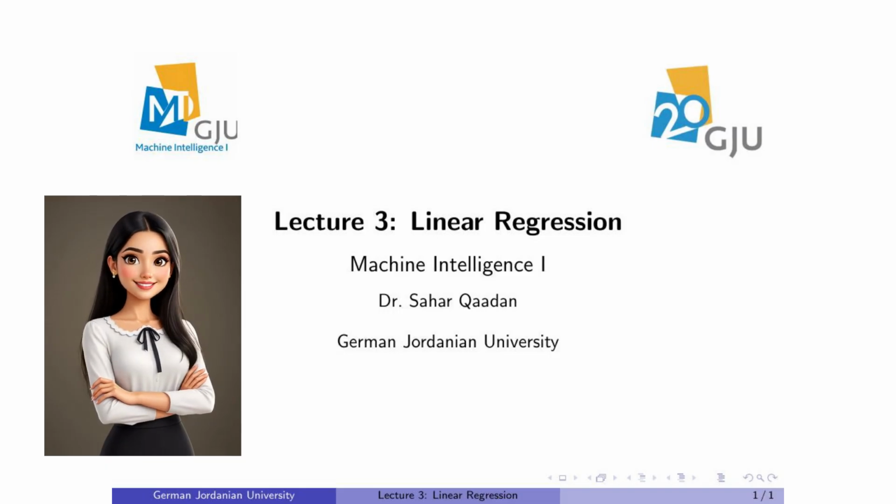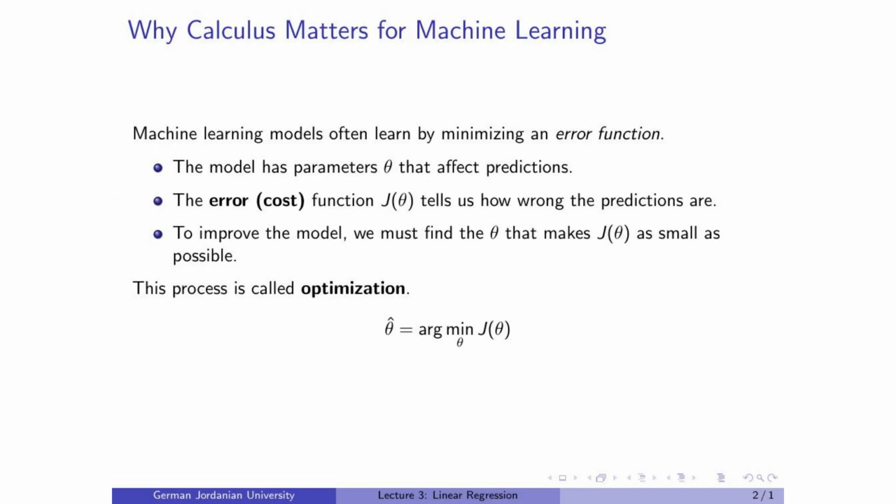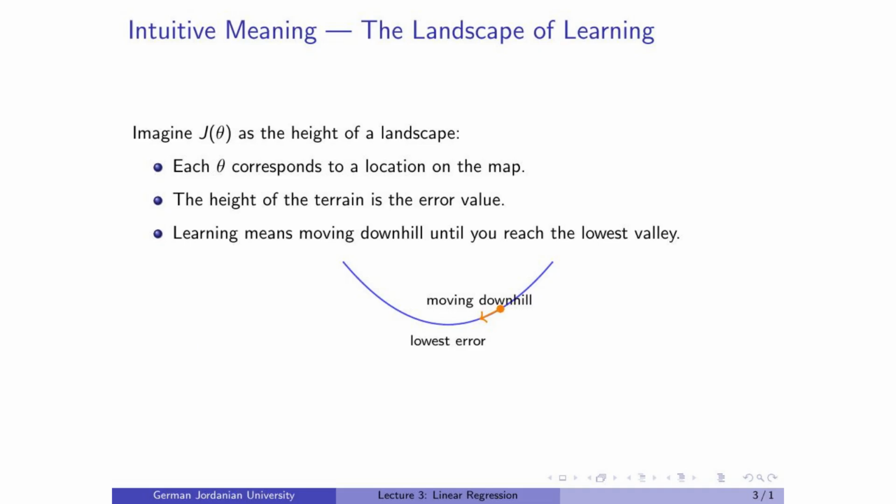Let's get started. Why calculus matters? Machine learning models learn by minimizing error, where we adjust parameters called theta until the cost function J becomes as small as possible. This process is called optimization. It's how learning happens. To understand the meaning of learning, imagine J as a landscape. Each theta is a location, and the height is the error. Learning means moving downhill, searching for the lowest valley, where the model performs best.